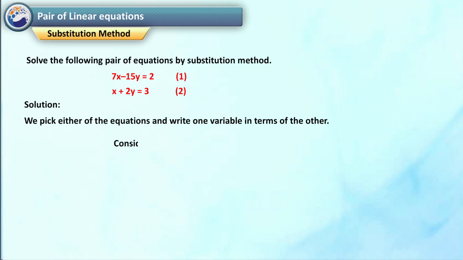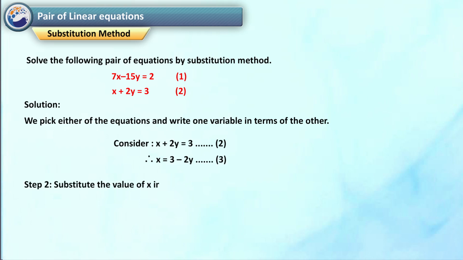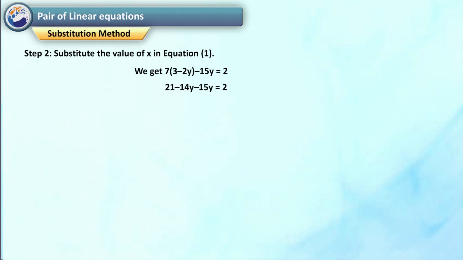Let us consider equation 2, x plus 2y is equal to 3, and write it as x is equal to 3 minus 2y. This is equation 3. Substituting the value of x in equation 1, we get 7 into (3 minus 2y) minus 15y is equal to 2. That is 21 minus 14y minus 15y is equal to 2. We get minus 29y is equal to minus 19. Therefore, y is equal to 19 upon 29.